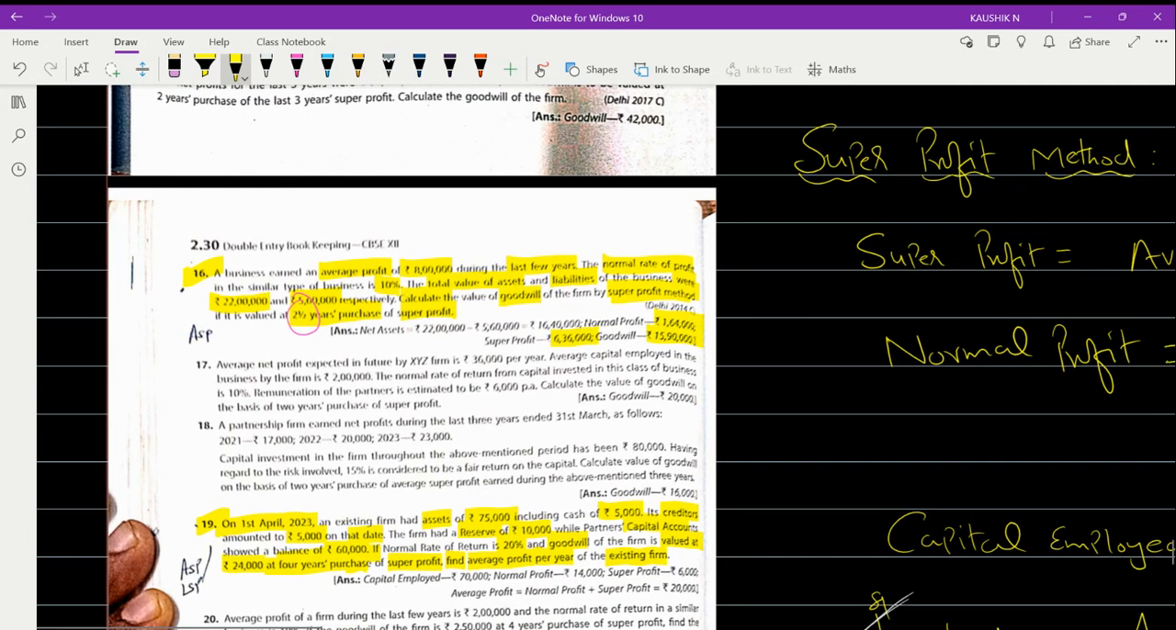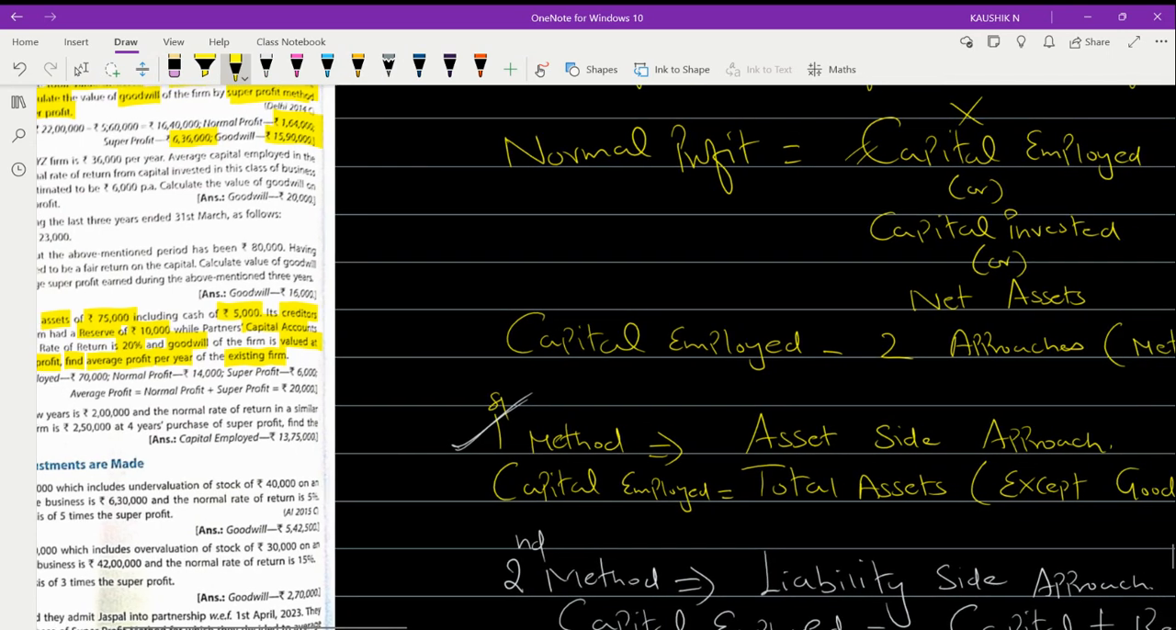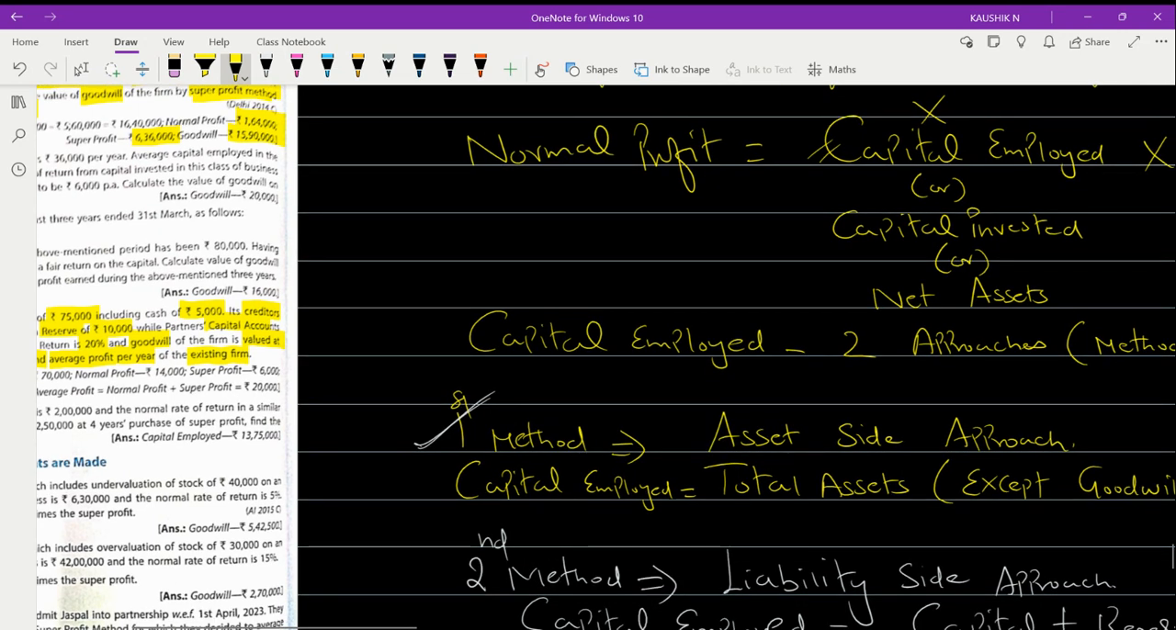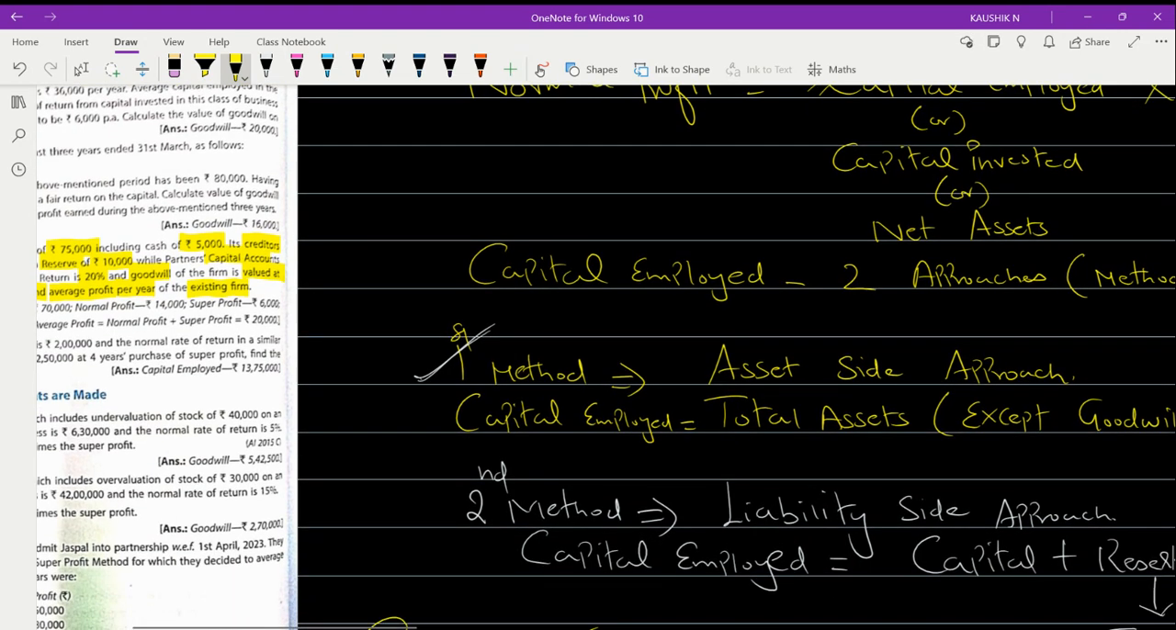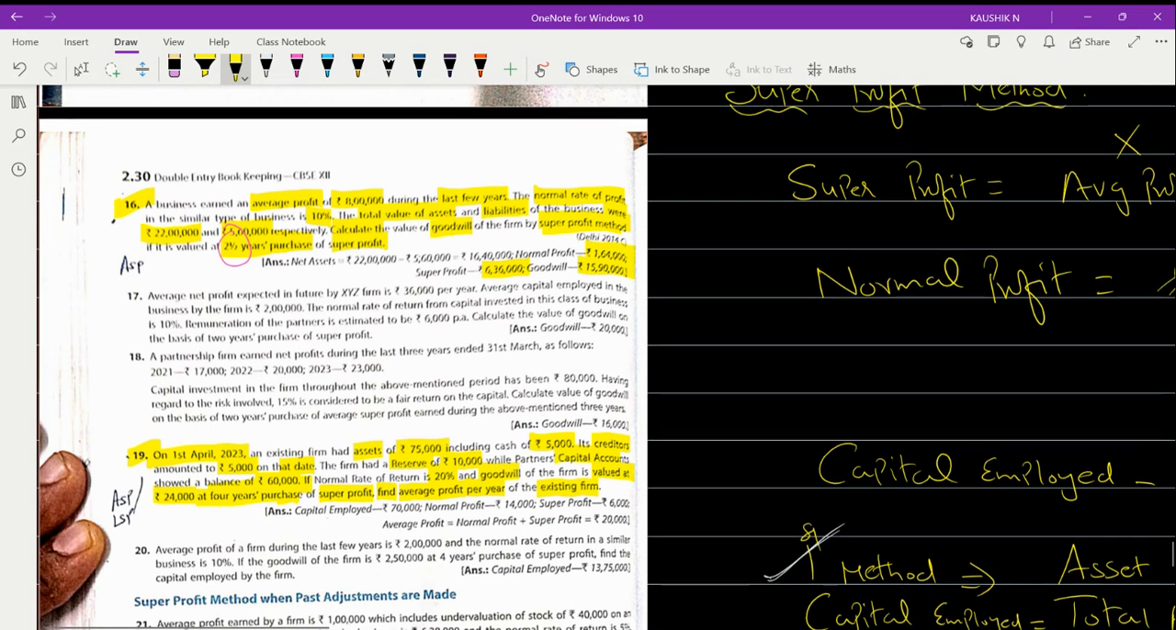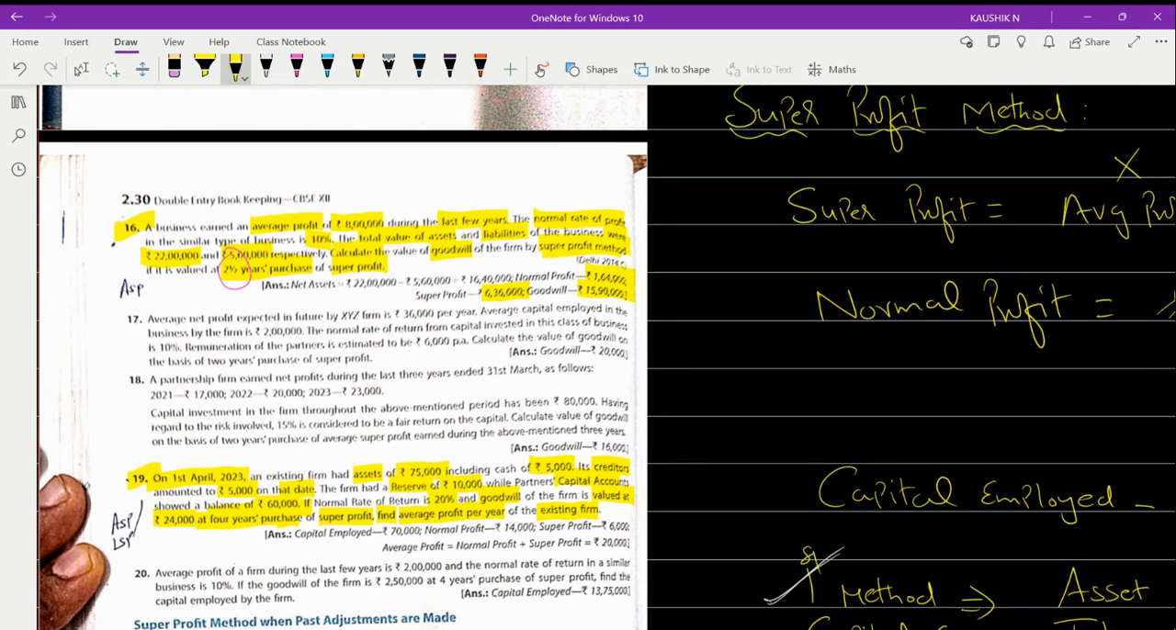Now to calculate this capital employed, we have two different approaches, that is two different methods. One is the asset side approach and the other is the liability side approach. Now look at the question: do we have any clue or any item which we can take into the asset side approach to get the value of capital employed, or any items that can be taken up to the liability side approach with the help of which we can derive the amount of capital employed? Kindly check it out. Sir, reserve is given, sir. Very good. Liability side.